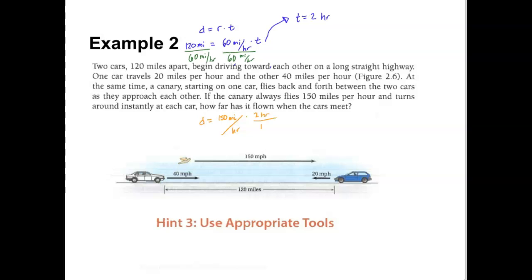Notice still using my unit analysis. So this is going to leave me in units of miles, which is what I want. 150 miles times 2 is 300 miles for the canary. Yep. Any questions on that? Give me a green check when you're good with that slide.